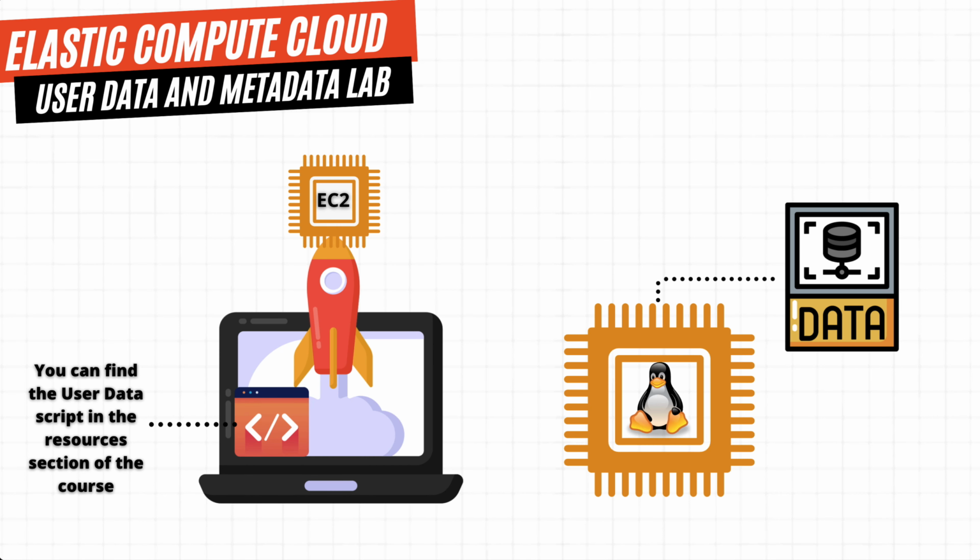Welcome back. In this lab, we will first launch an EC2 instance that is configured with a user data file that you can find in the resource section of this course. If you want to follow along with this lab, please have that file ready to go. After that, we will look at some metadata that you can get from the Linux terminal.